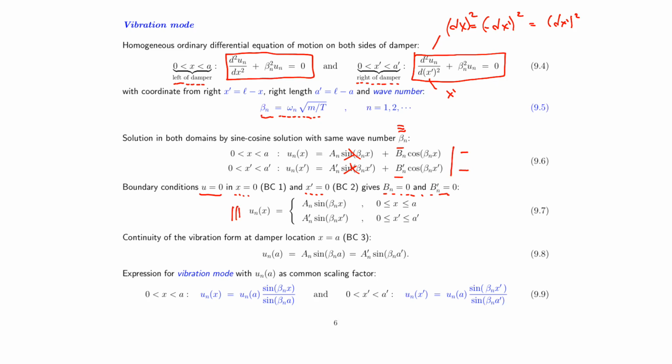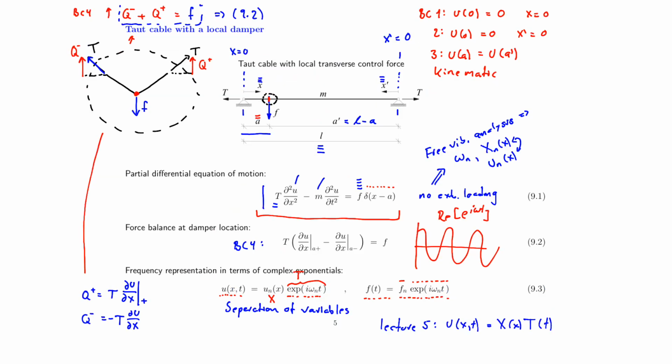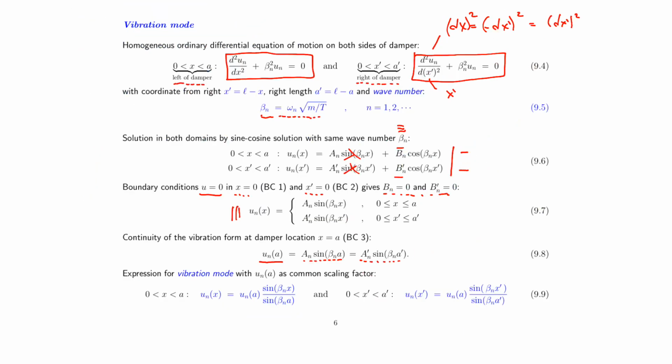The third boundary condition, or transition condition, tells us that the displacement at the damper location should be the same whether we look at the left part and the right part. So there's simply continuity in displacement at the location of the damper. And that gives us a condition between A and A prime, but it's actually not convenient to retain either A_n or A_n prime. Instead, it is, at least in the theory for cables, convenient to find a new scaling parameter. And this scaling parameter represents the displacement at the damper position.